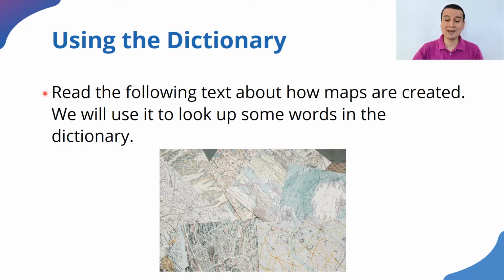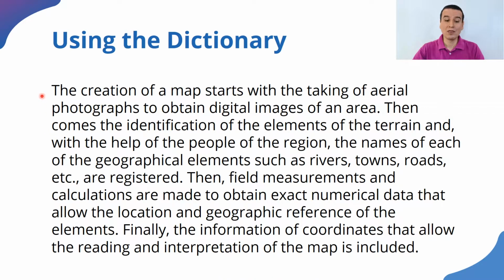Read the following text about how maps are created. We will use it to look up some words in the dictionary. Let's read it together. The creation of a map starts with the taking of aerial photographs to obtain digital images of an area. All right? Then comes the identification of the elements of the terrain, and with the help of the people of the region, the names of each of the geographical elements, such as rivers, towns, roads, etc. Interesting. Oh, with the help of those people, those elements are registered.